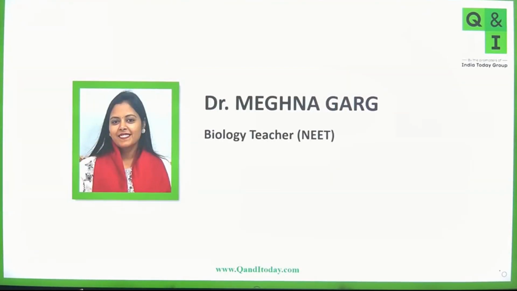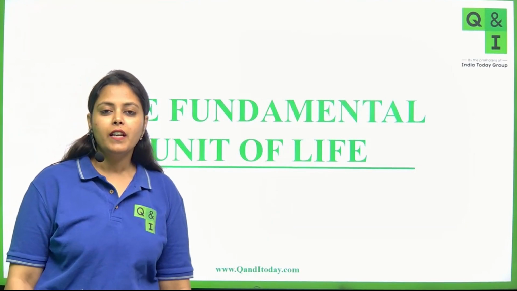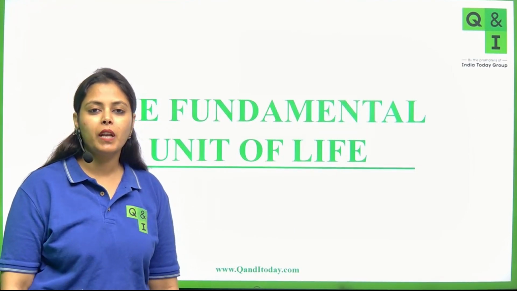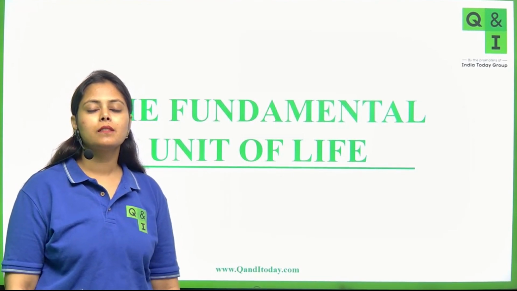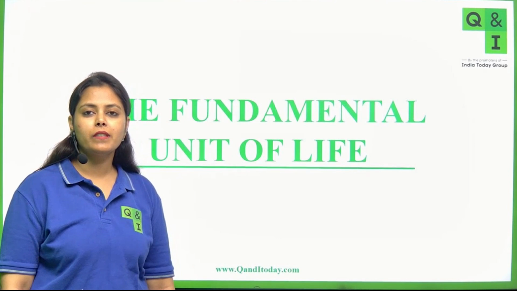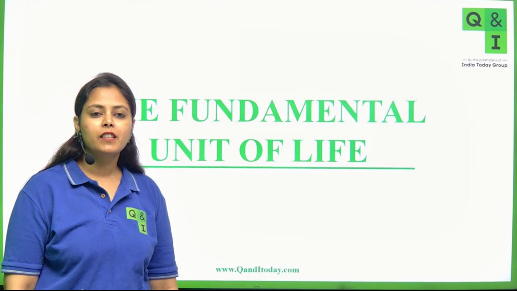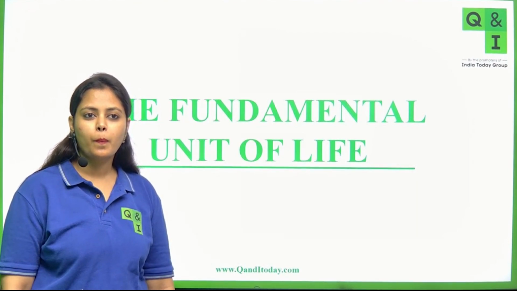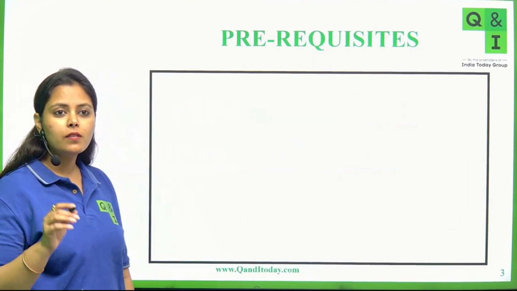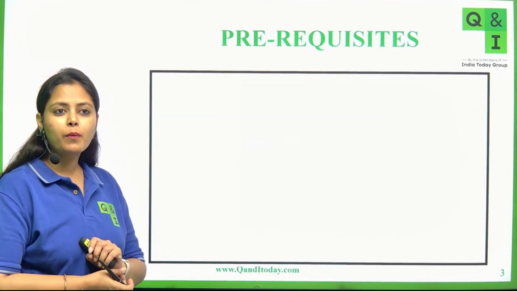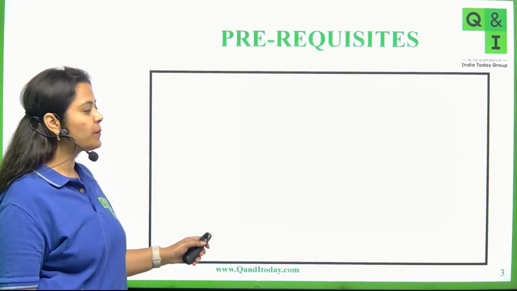In the previous class, we had already begun this chapter, the fundamental unit of life, and we had also covered the structure of the plasma membrane and osmosis. Any doubts from the previous class? Shall we move ahead? If you have any doubts, write them in the chat box.